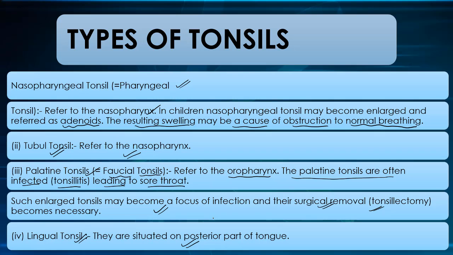Nasopharyngeal tonsils swell up and are also known as adenoids. They may be the reason for the obstruction of normal breathing in children. Palatine tonsils refer to the oropharynx and may get infected, causing tonsillitis leading to a sore throat. Such enlarged tonsils may become a focus of infection, and their surgical removal, tonsillectomy, may be necessary.